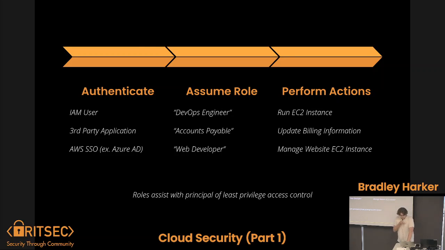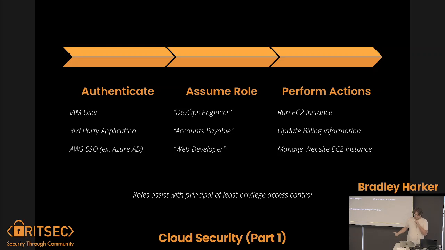So this is the authentication flow that someone should be following. I would authenticate as whatever my identity is, whether it be a user, a third-party application, or maybe I do a single sign-on with AWS. Now I'm authenticated as a user. But if I want to do anything, I should never have any permissions when I'm logged into a basic account. What I should do instead is have permissions to assume a role.